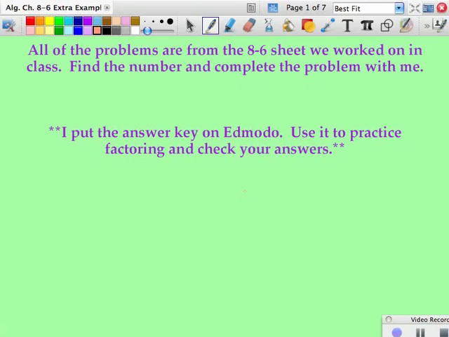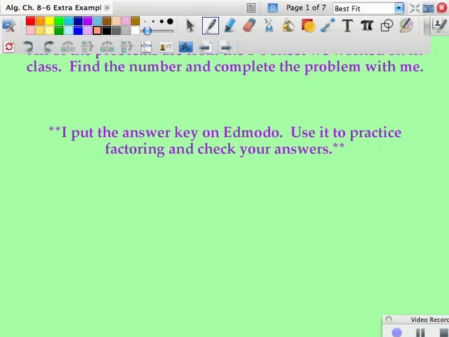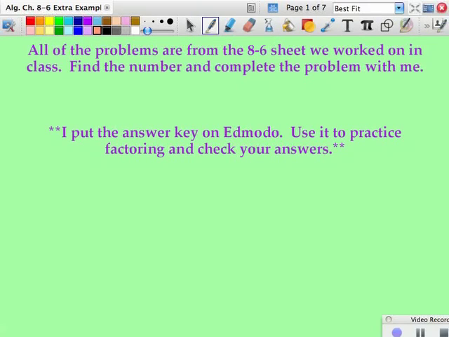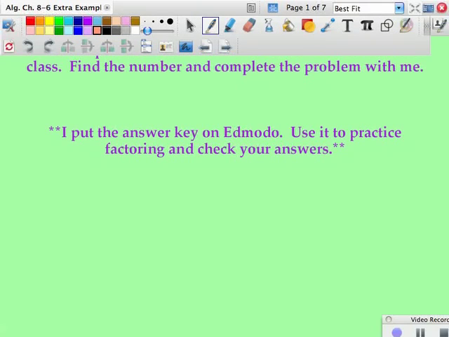it to practice factoring and also check your answers, make sure you're using it correctly. If you can't get it on Edmodo or whatever's going on, feel free to just send me an email and we'll take care of it. Alright, so let's do a couple of these. This is totally optional. This is not an assignment, just kind of for help.